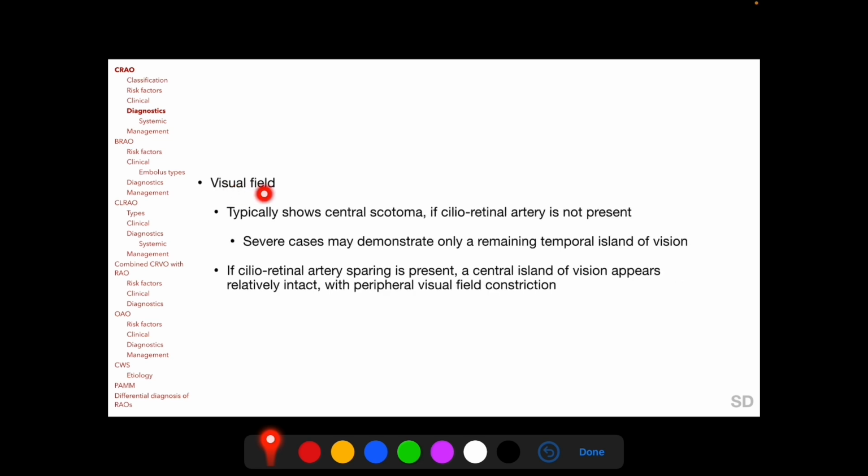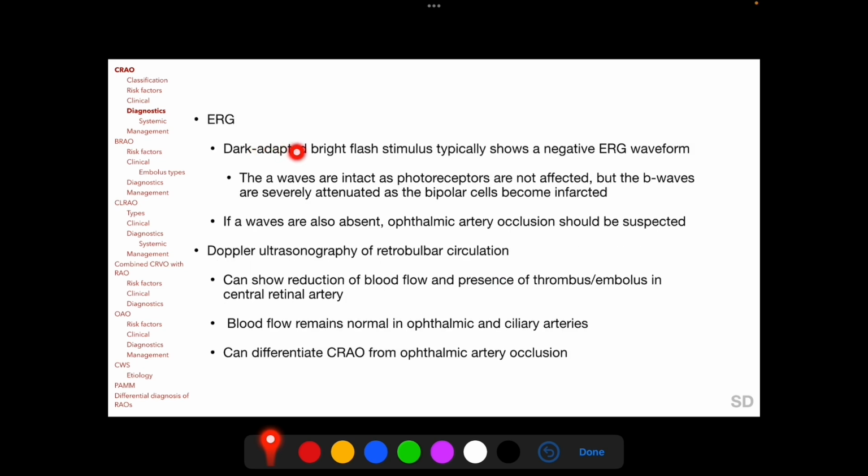Visual field examination in an eye with CRAO typically shows central scotoma if a cilioretinal artery is not present in that eye, and in eyes with severe CRAO, there may only be a remaining temporal island of vision. If the fovea is spared by a cilioretinal artery, a central island of vision appears relatively intact with peripheral visual field constriction. Dark adapted ERG with a bright flash stimulus typically shows a negative waveform.